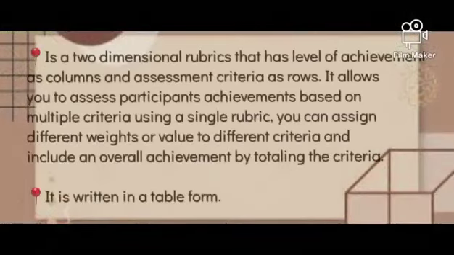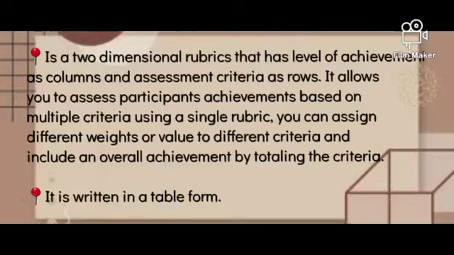The analytic rubric is a two-dimensional rubric with levels of achievement as columns and assessment criteria as rows. It allows you to assess participants' achievements based on multiple criteria using a single rubric. You can assign different weights or values to different criteria and include an overall achievement by totaling the criteria. Also, it is written in a table form.